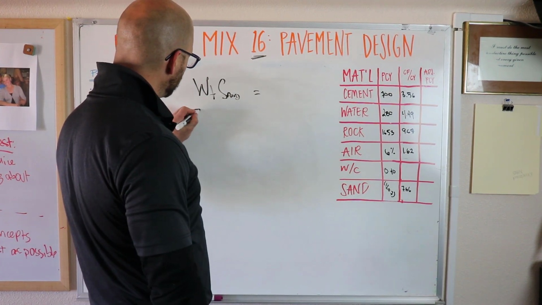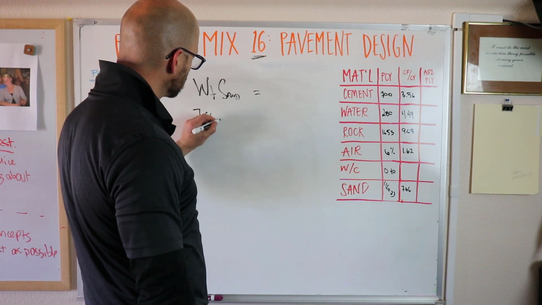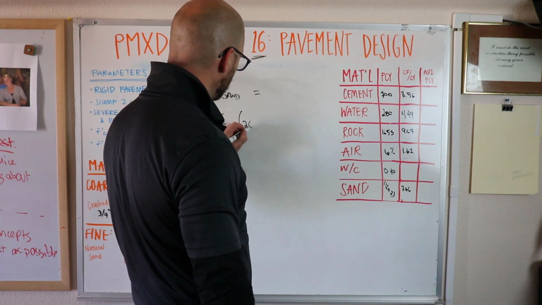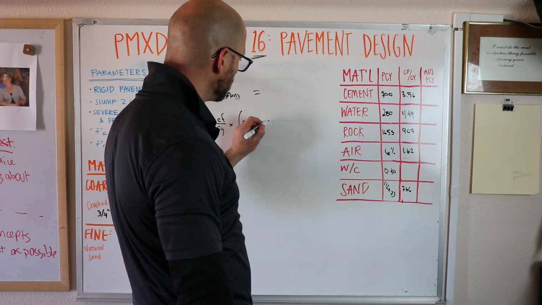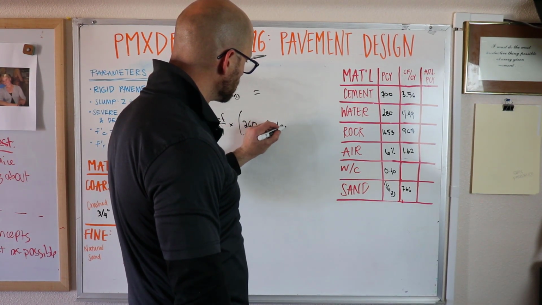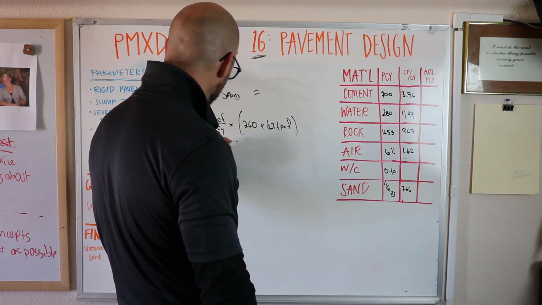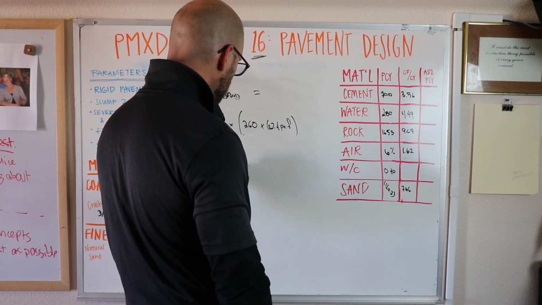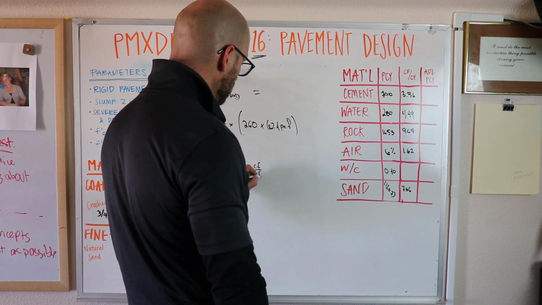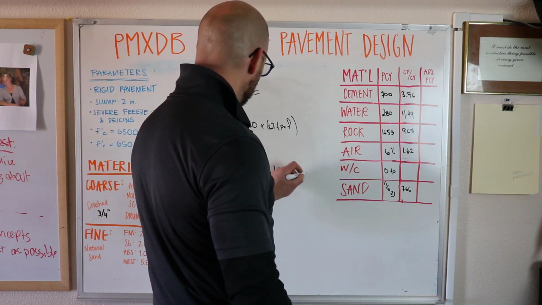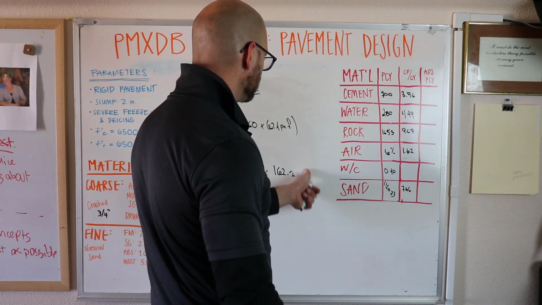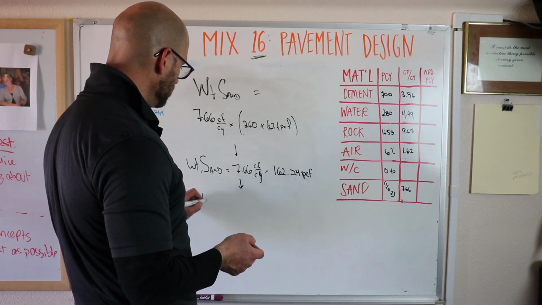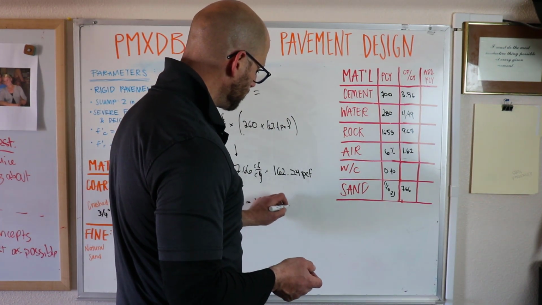So we've got 7.66 cubic feet per cubic yard left over. We know that our specific gravity of our sand is 2.60. Our unit weight of water is 62.4 pounds per cubic foot. Our weight of sand equals 7.66 cubic feet per cubic yard times 162.2. We need 2 sig figs. Sorry to be a stickler here, but... So, weight of sand is then equal to 1,243 pounds per cubic yard.